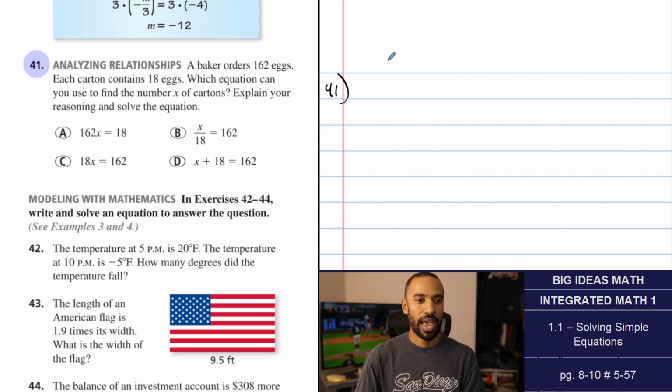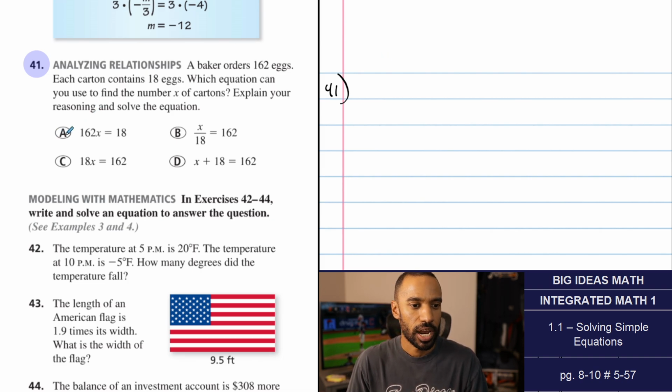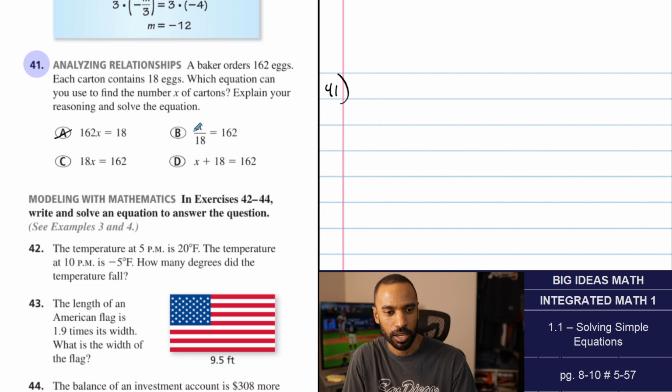Okay, 162 eggs, each carton, so 18 eggs per carton, and we have to have a number of cartons thing, right? So let's try and interpret what they're saying here. 162 eggs times the number of cartons equals the number of eggs per carton. I don't think that works. The number of cartons divided by the number of eggs per carton equals 162. That's as if to say that x was bigger, that the number of cartons was more than 162 in that case. No, they're 18 per carton, that goes up there. That doesn't seem to make sense either.